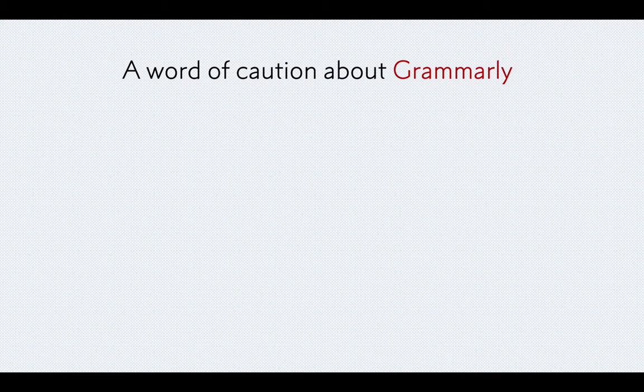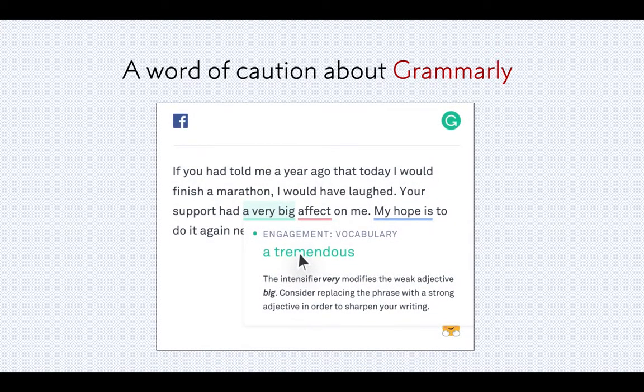Grammarly is great. I know that many of you probably use Grammarly or something like it. But, word of caution. Here's something from their website. It's true that a very big effect is not great wording. They suggest tremendous. There's nothing really wrong with tremendous, but is that what you want to be saying if you're writing an email to a legal recruiter at a firm or to your partner?